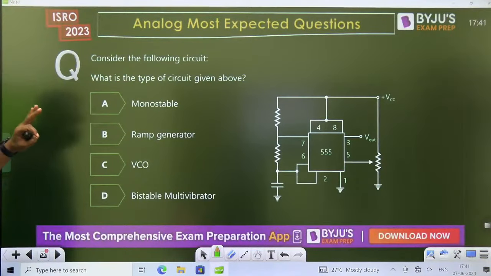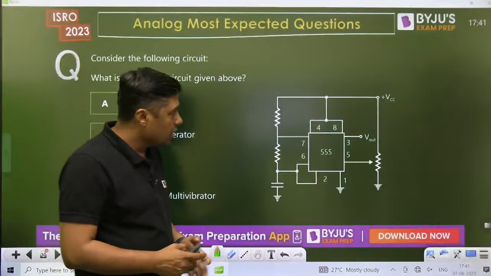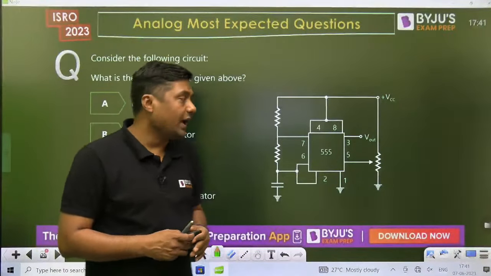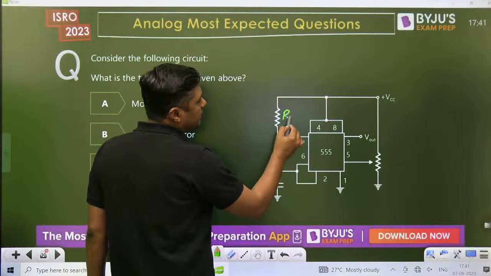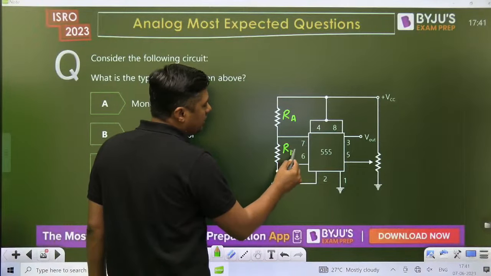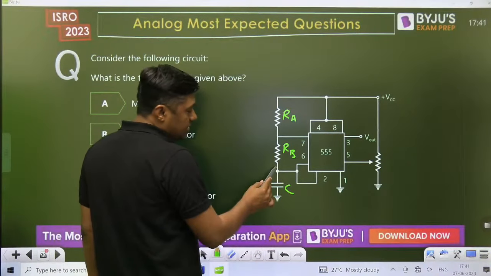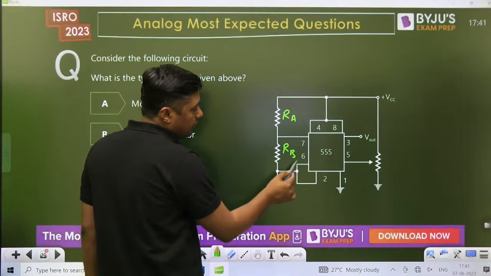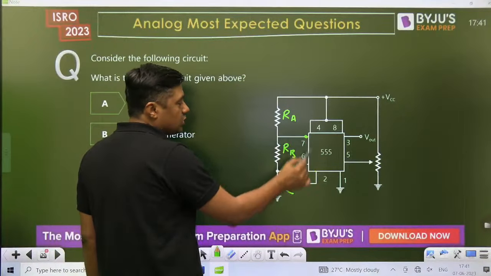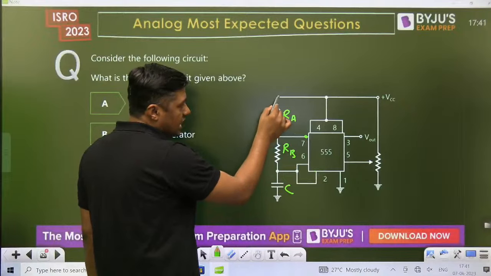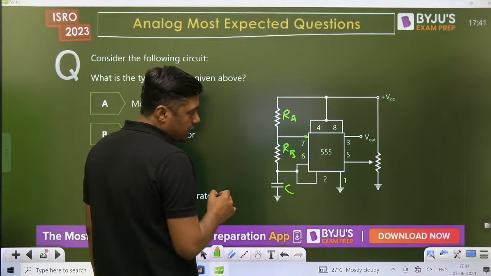Consider, what is the type of the circuit given? Okay. Now, watch the diagram. This is a standard diagram. Again, pin number 4 is connected to pin number 8. This is RA, this is RB, this is C. The capacitor voltage is connected to pin number 2 and pin number 6. This is connected to pin number 7. Again, the capacitor will discharge through pin number 7 and charge through RA plus RB into C.